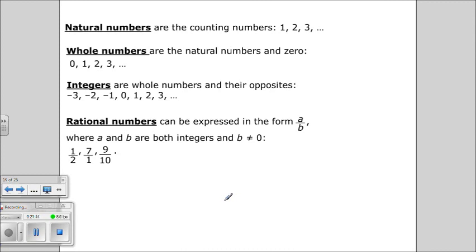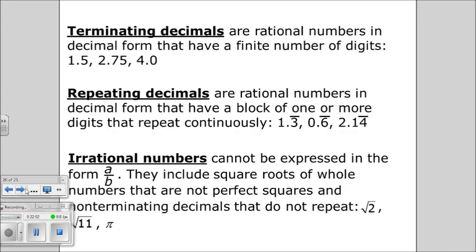But if a rational number can be expressed in the form a over b, just keep in mind that b never equals 0. b is not equal to 0, as we said, as a condition here. So the next question for us is: what are terminating decimals?